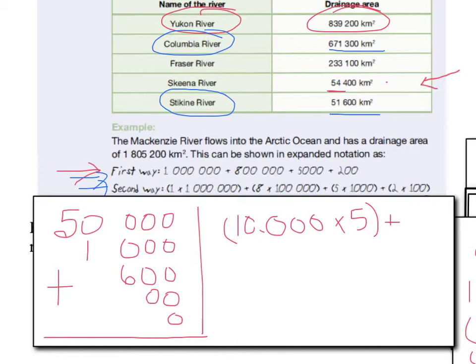Next we have the thousands place, and I'm going to multiply that by 1 because there's only a 1 in the thousands place. Next I have the hundreds place, and I'm going to multiply that by 6 because there's a 6 in the hundreds place. And I need to remember to have those addition signs in between. So that's what it would be in the multiplication format. All right, so now we've practiced expanded form.